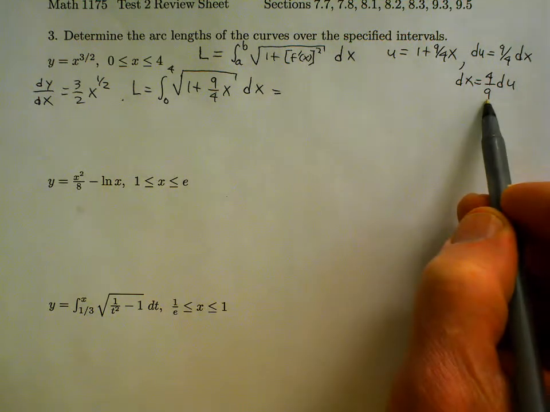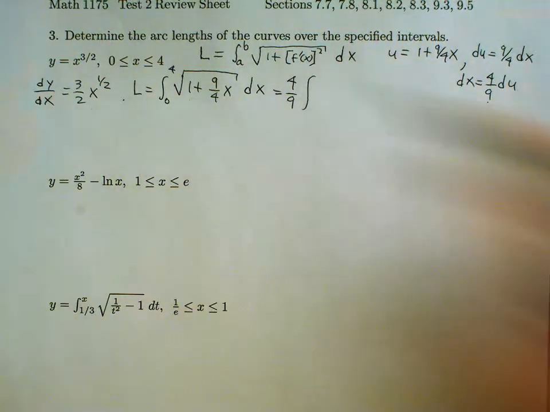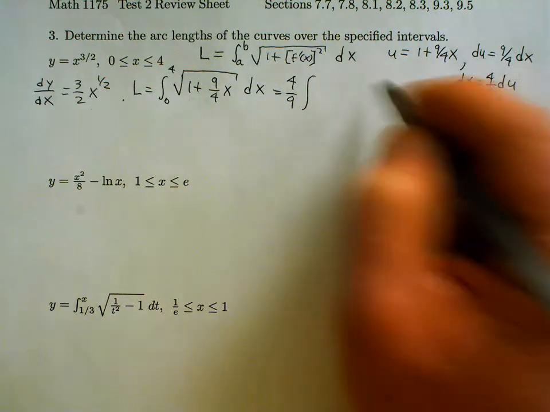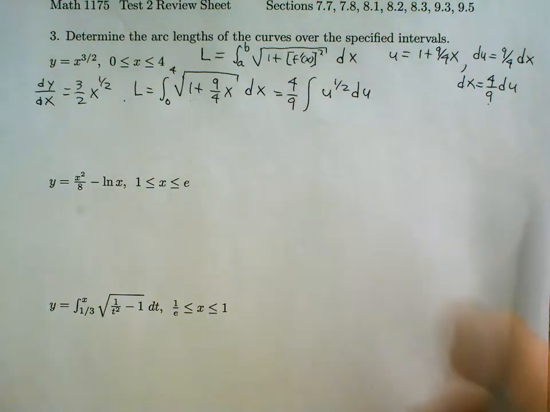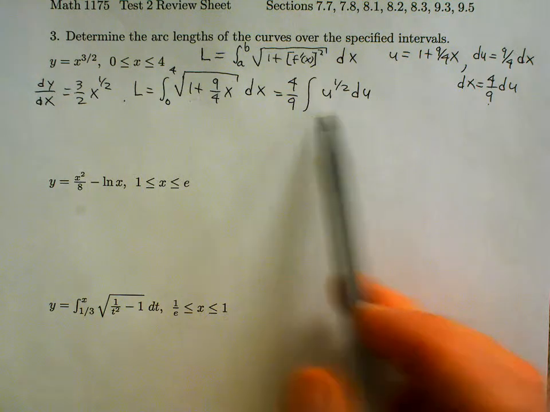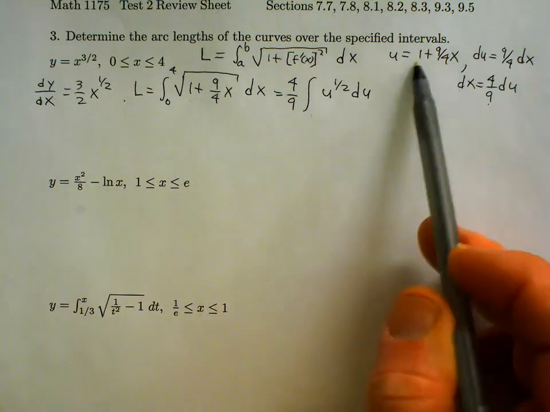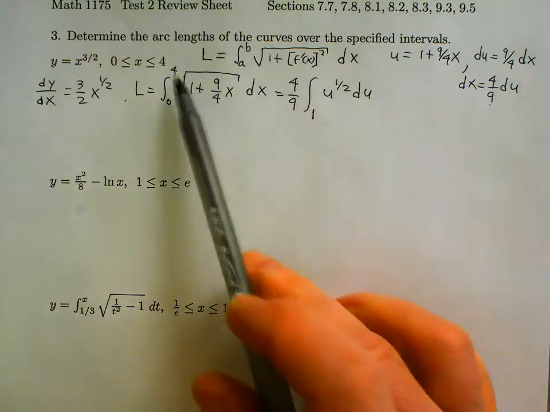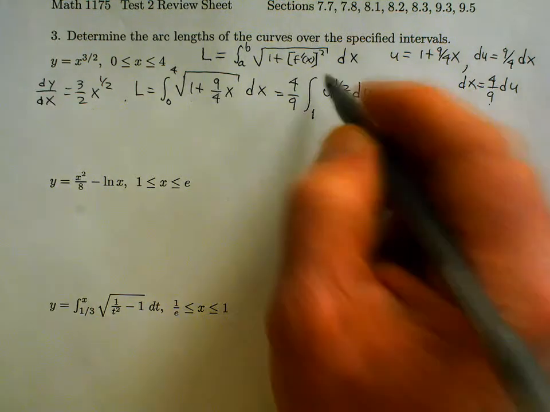Okay, the constant factor 4/9, we can bring that out front. So this is 4/9 times the integral of u to the 1/2 du. And then we have to find the limits of integration. The lower u value occurs when x is 0. When x is 0, u is 1. And the upper limit for u, when x is 4, the u value is 1 plus 9/4 times 4, or 10.